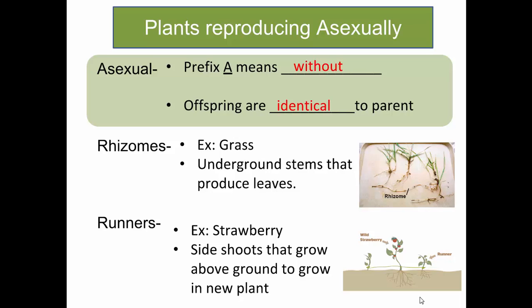The same sort of thing happens, but if it's above ground, it's called a runner. Strawberries do this. They grow an above ground stem sideways. When it touches some bare soil, that grows roots and it starts to become a new plant. But again, they're all identical to each other. They're just copies of the original.